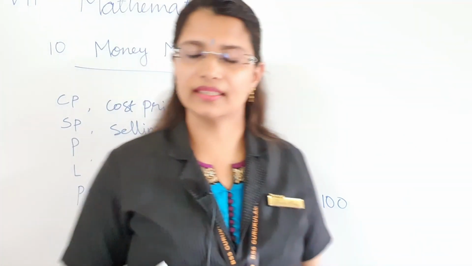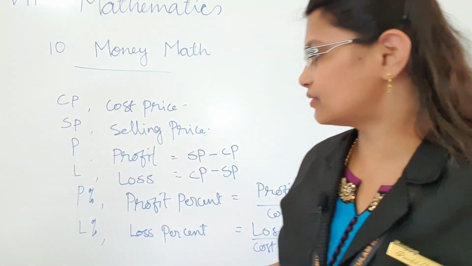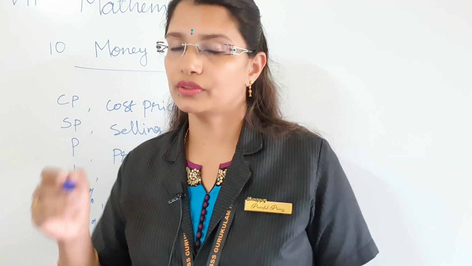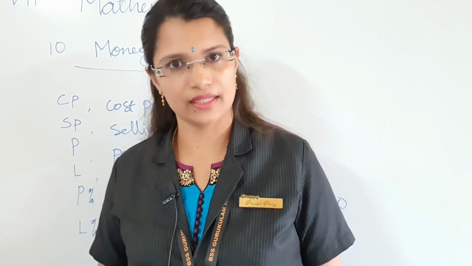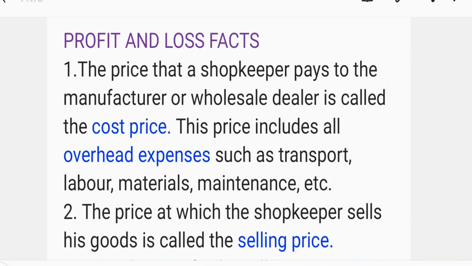Okay. I will give you the detailed definitions of this. These are not in your textbooks. You noted down those. Understood? Children, you must write this in your notebook. Profit and loss facts. The price that a shopkeeper pays to the manufacturer or wholesale dealer is called the cost price. This price includes all overhead expenses such as transport, labor, materials, maintenance, etc.